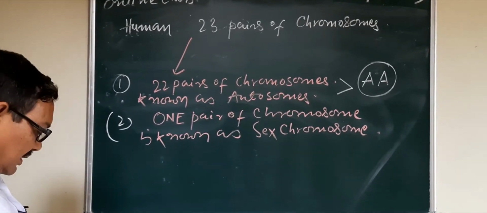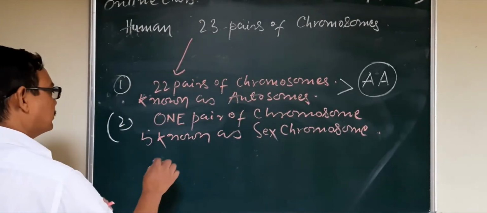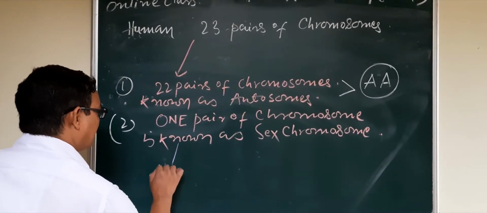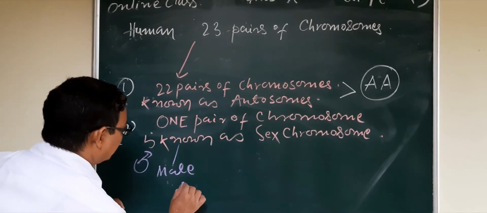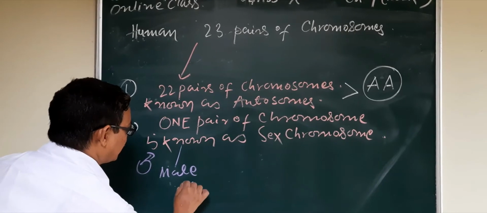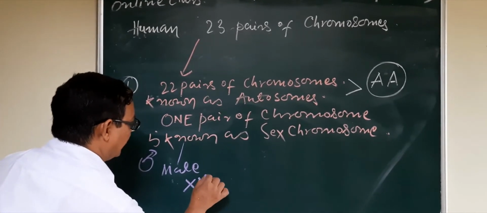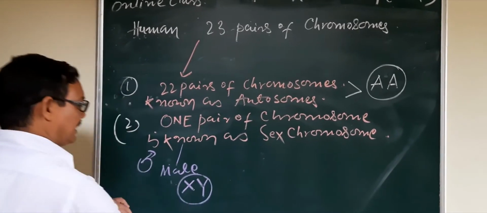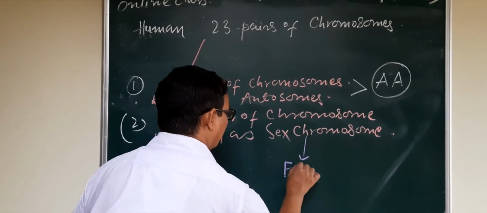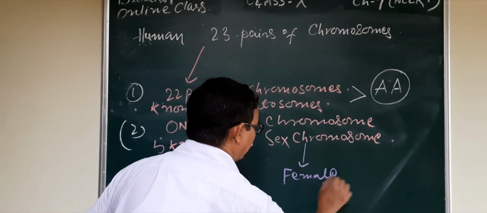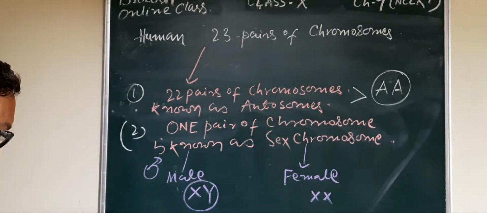But one pair of chromosomes is known as the sex chromosome in humans. There are two different types, because the male possesses XY, this one pair is XY, whereas the female possesses XX. Understand? The female possesses XX.